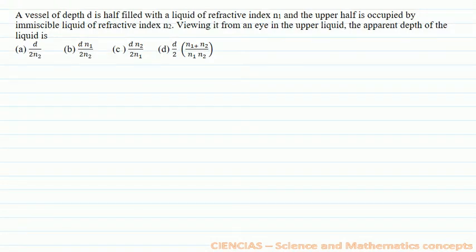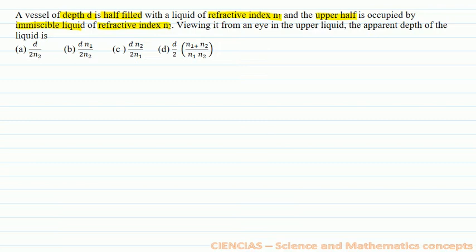Hello students, here we are solving the question which is based on the topic of refraction. Now in this question, a vessel of depth d is half filled with a liquid of refractive index N1 and the upper half is occupied by immiscible liquid of refractive index N2.